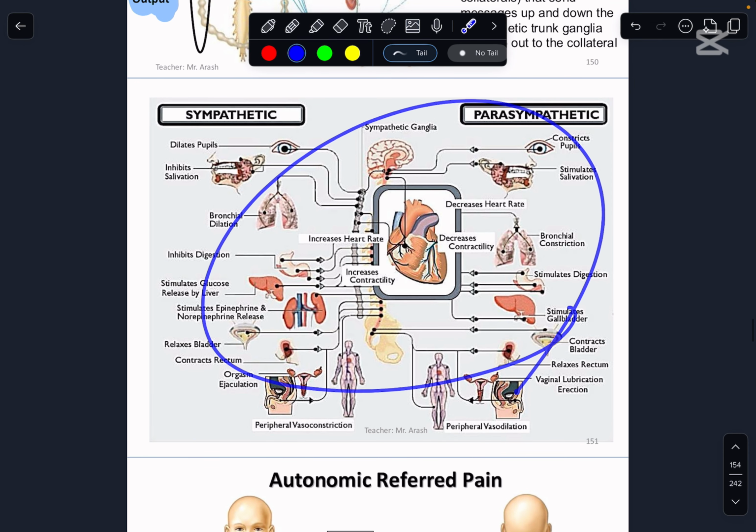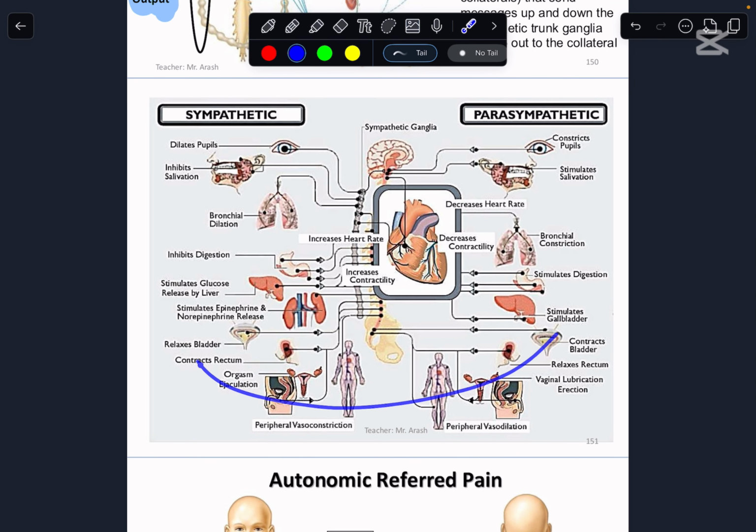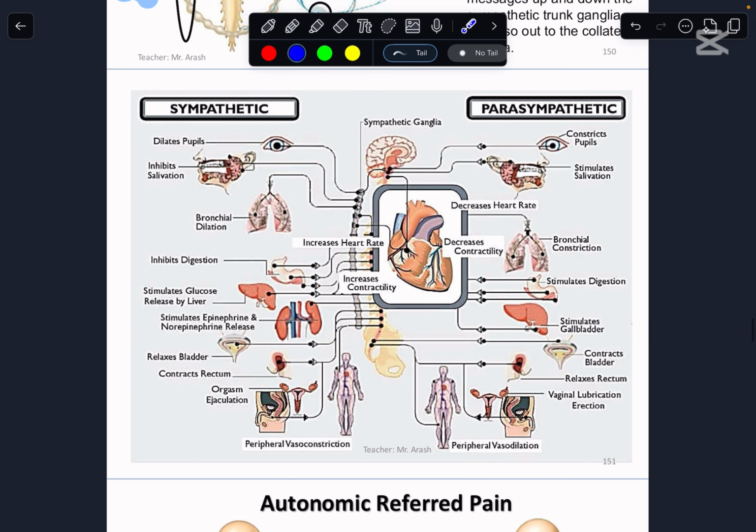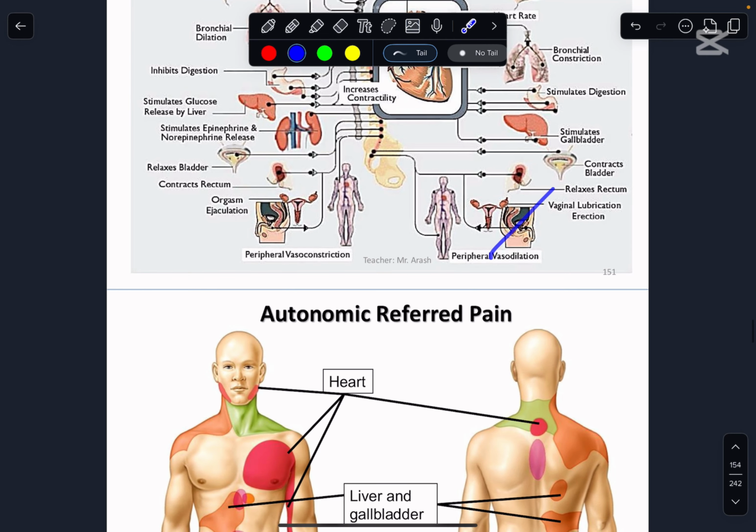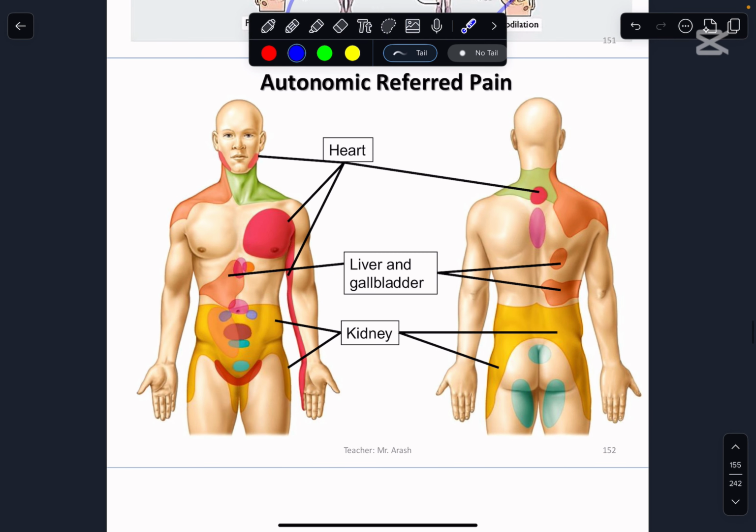This slide is also showing you the same thing, except essentially it's a summary of what happens in which organ. You can see, for example, it says the heart rate will decrease, or in the case of the sympathetic nervous system, it increases contractility as well as heart rate, and so on and so forth. So you can read that for yourself.